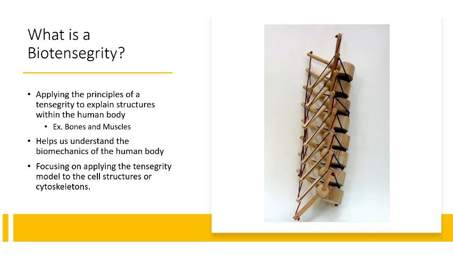If we assume that the human body has tensegrity-like structures, then we can also assume that the human body will behave like tensegrity structures. The picture on the right shows a tensegrity model of the spine. Models like this can help us understand the biomechanics of the human body, how the body moves, and what it can withstand. Now that we understand the basics of tensegrities and biotensegrities, we are now going to focus on applying the tensegrity model to cytoskeletons.